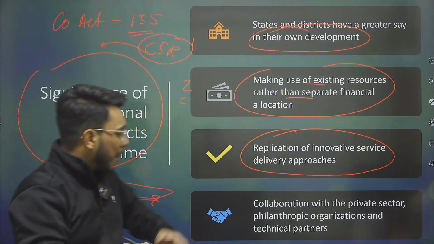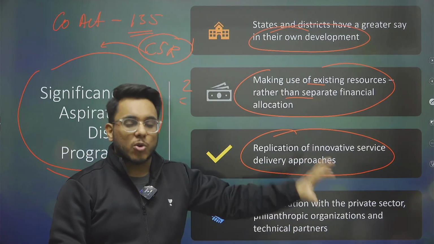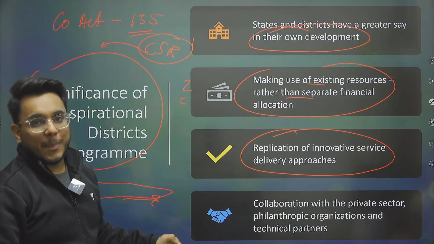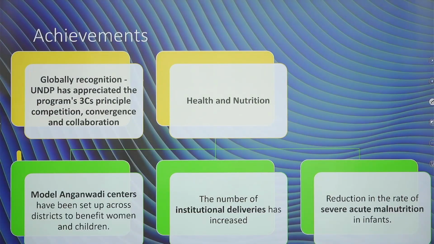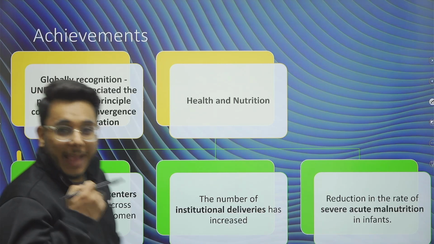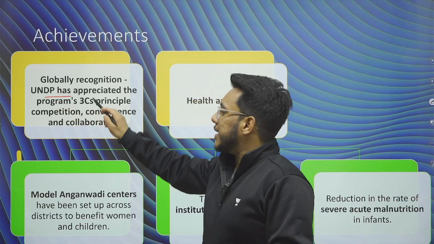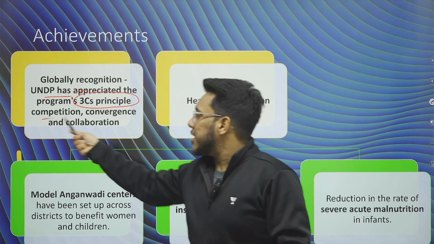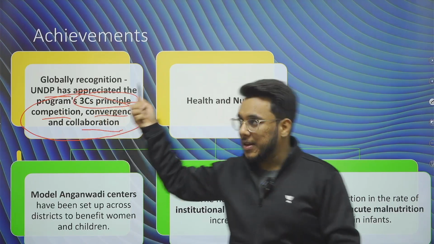So through CSR, the private sector's collaboration can come. Philanthropic organizations, NGOs, and civil societies can also collaborate with the government and provide crucial assistance. So by all these methodologies, the aspirational district program aims to bring holistic development. Now, these are briefly the achievements of the aspirational district program. First of all, it has been appreciated by UNDP because of the 3C principle, which we have already discussed: competition, convergence and collaboration.